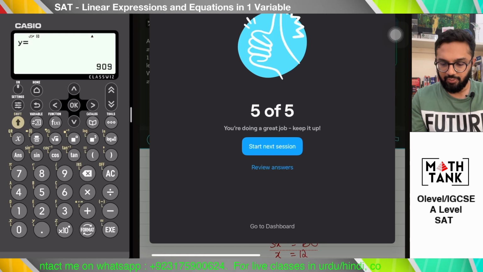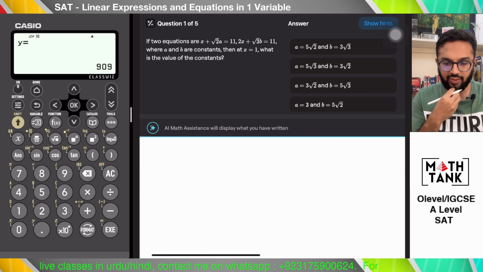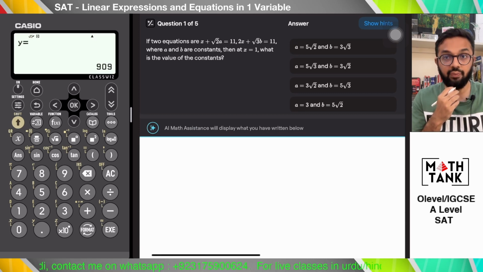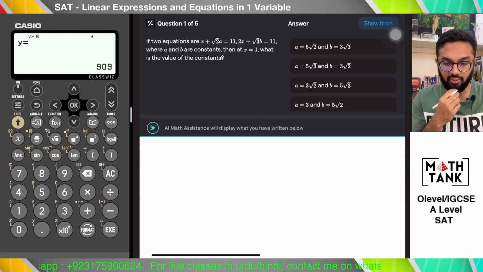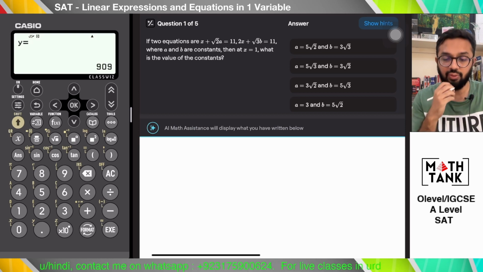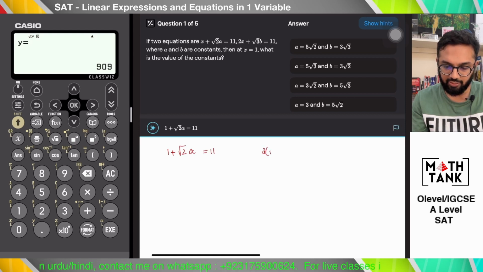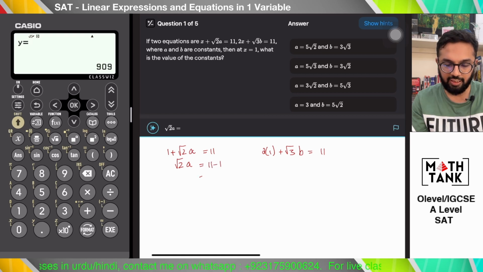Okay, let's move on to the next section of medium questions. It says if two equations x plus root 2a equals 11, 2x plus root 3b equals 11, where a and b are constants, then at x equals 1, what is the value of the constants? So 1 plus root 2a equals 11, and 2 times 1 plus root 3b equals 11. So root 2a equals 11 minus 1, which is 10.